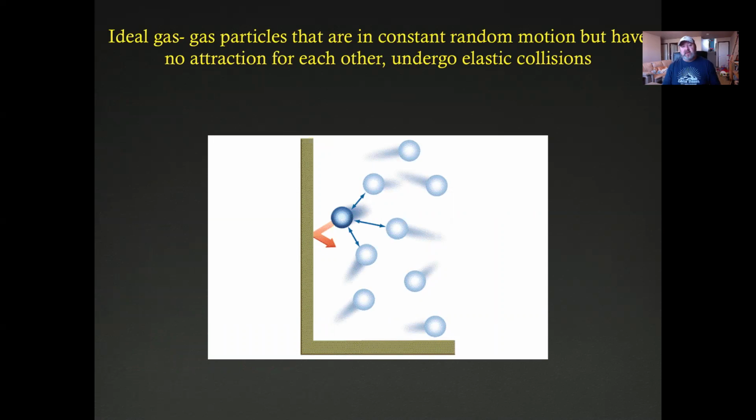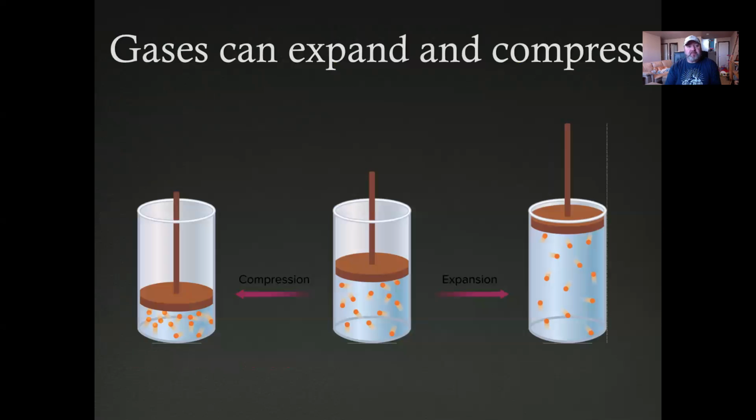Now we talked about ideal gases a minute ago, but those ideal gases are particles that are in constant motion. They don't have any attraction for one another, they're not attracted to each other or to the walls of the container. So when they have those collisions, they are elastic. They don't lose energy from that. And that's just one thing to note with ideal gases.